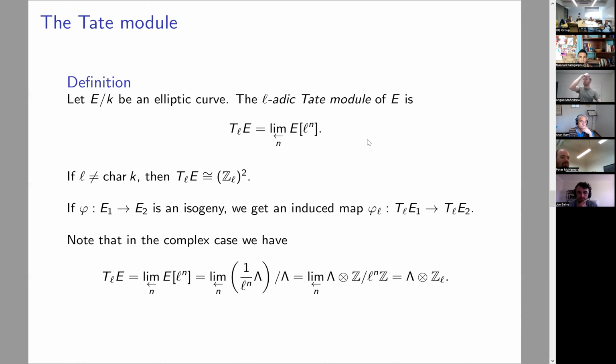Once again, you can look at the points of this, and you get, well, what are the points of each of these? As long as L is not the characteristic, the points of these are Z mod L to the n Z, squared. And the inverse limit over Z mod L to the n Z is the L-adic integers, ZL. So the L-adic Tate module is going to be, after choice of basis, isomorphic to ZL, the L-adic integers, squared.